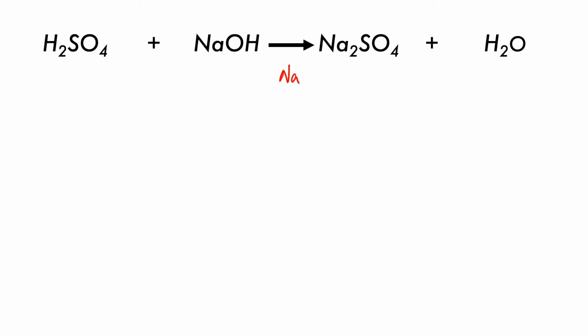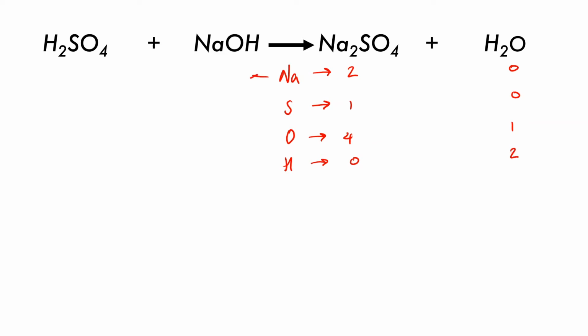So sodiums, we have sulfurs, we have oxygens, and we have hydrogens. So for sodiums, we have 2 and 0. For sulfurs, we have 1 and 0. For oxygens, we have 4 and 1. And for hydrogens, we have 0 and 2.